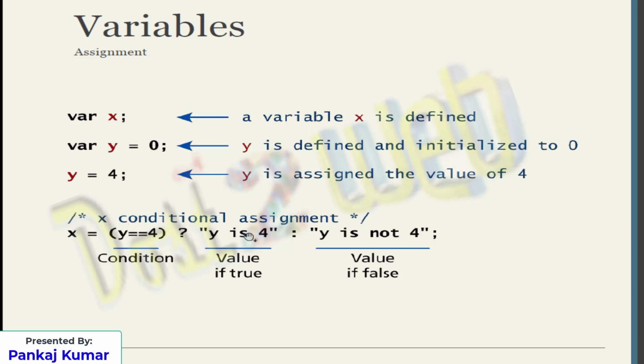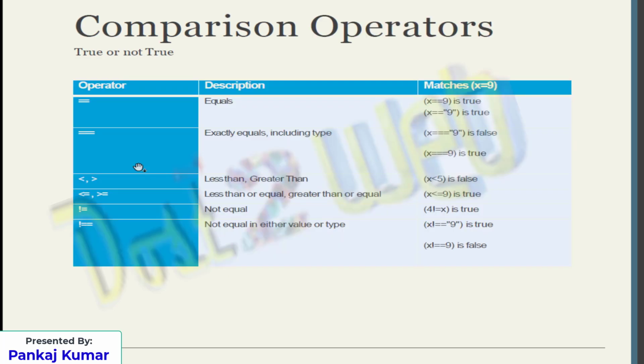You know very well the conditional assignment, which is also called the ternary operator. If you want to define it, any variable is equal to y is equal to 4, that means the condition first, then you put a question mark. If it is true, the first statement will print, and if you give the colon, then you are going to print the second statement. This is the thing. Okay, this is a variable.